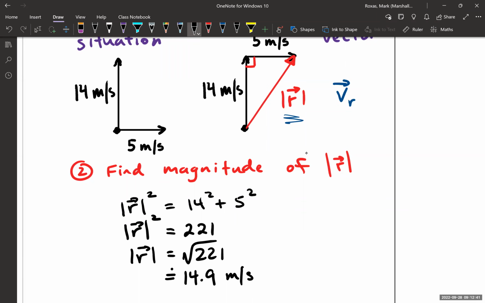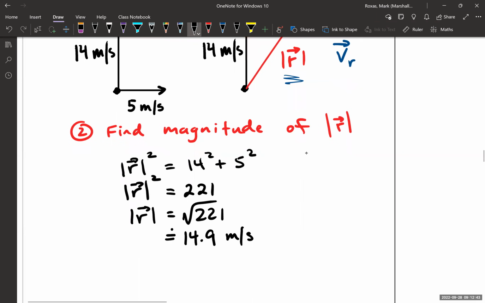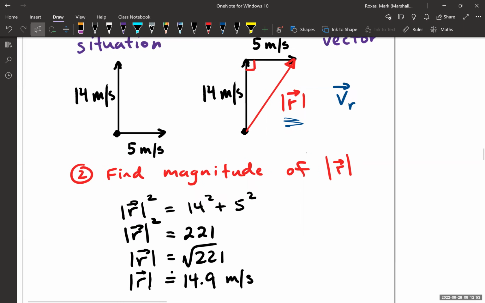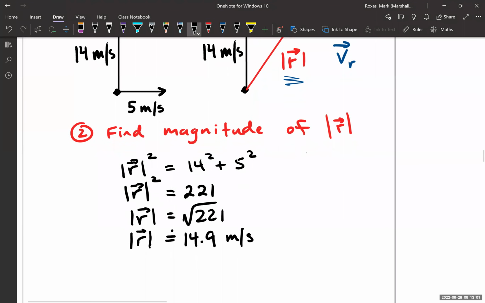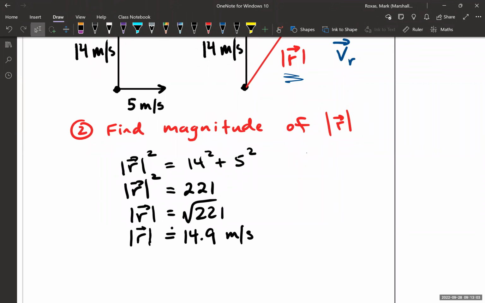The question is, how do I know how many decimal places to round? If you're familiar with significant digits, significant figures, then you can use those rules. If you're not, then look at the problem. If they use 1 or 2 decimal places, then you're using 1 or 2 decimal places for your final answer. Otherwise, 1 decimal place is good enough for me.